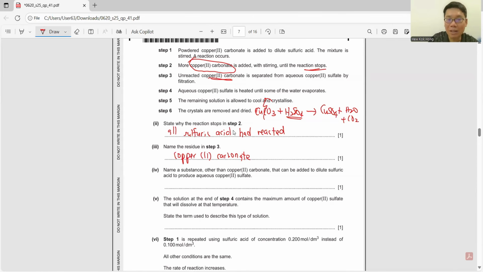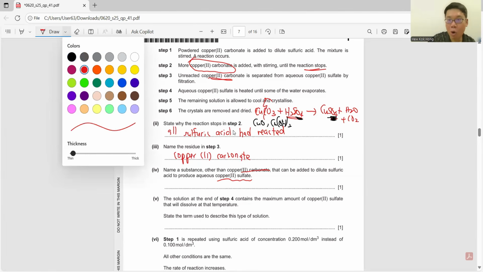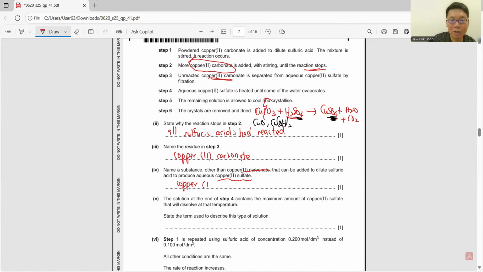4, name a substance other than copper carbonate that can be added to dilute sulfuric acid to produce copper sulfate. From the acid, we already have the sulfate. So as long as we add anything that can react with acid and that has copper, then it's okay. So we can use any base, for example, copper oxide or copper hydroxide. And remember, copper is a transition element, so that's why it is copper(II) oxide.